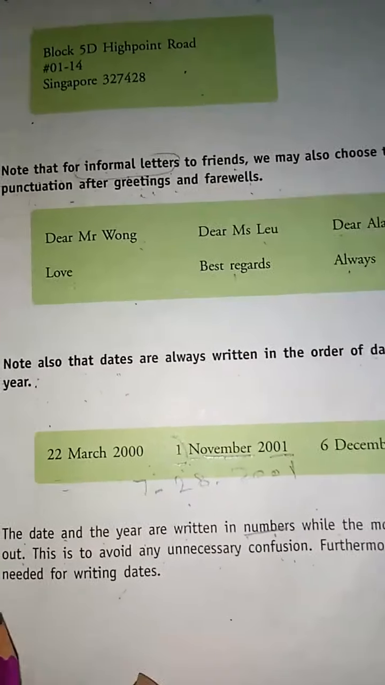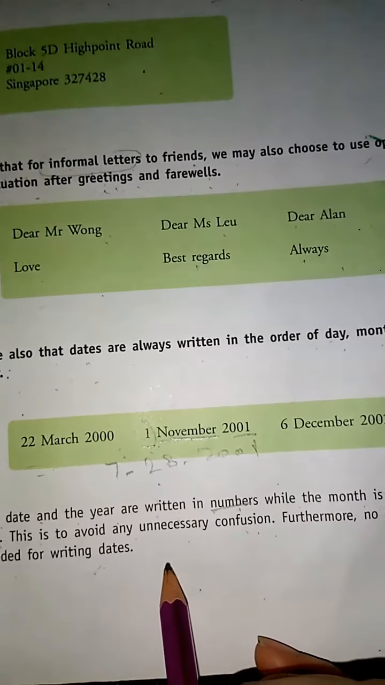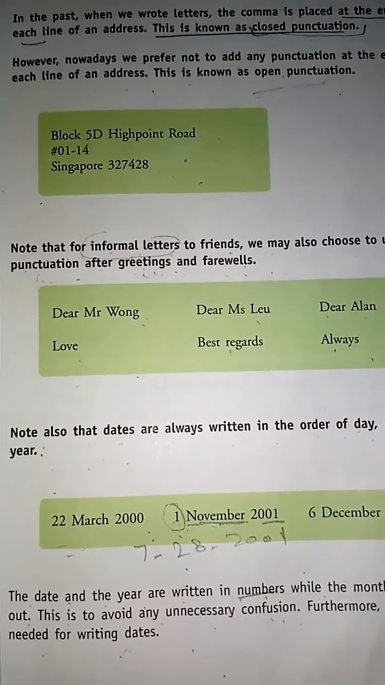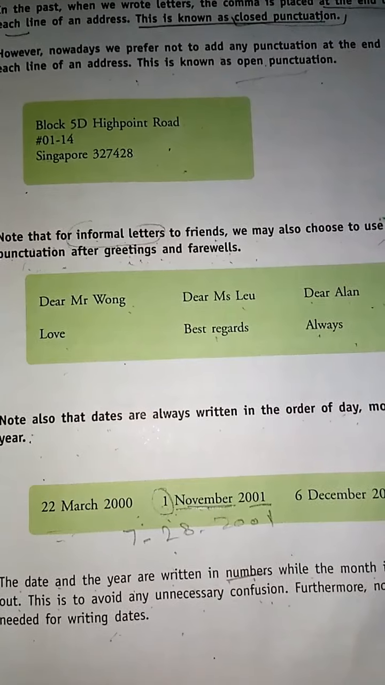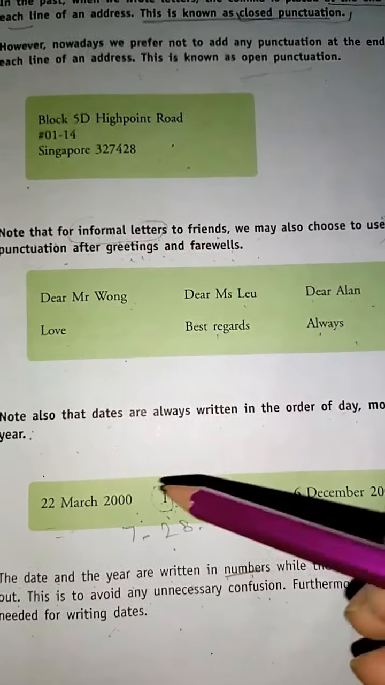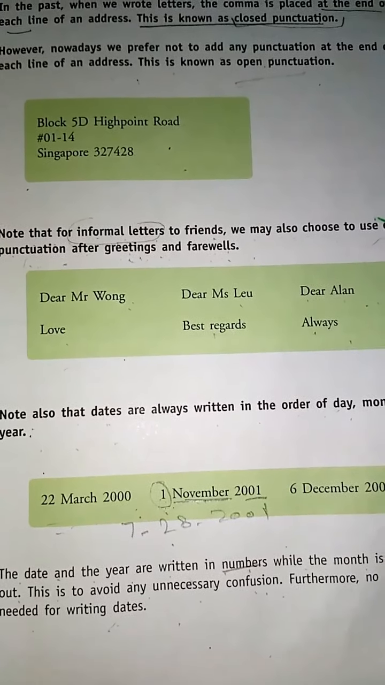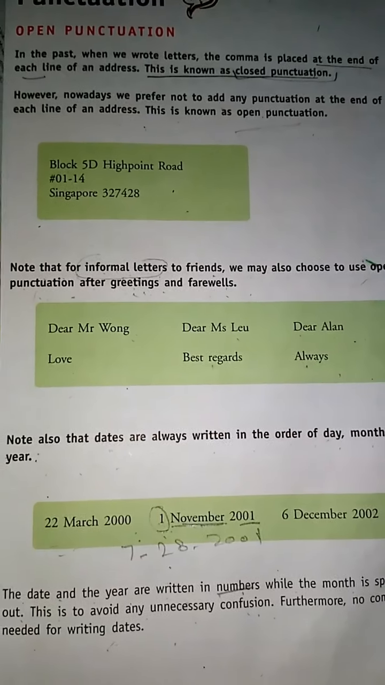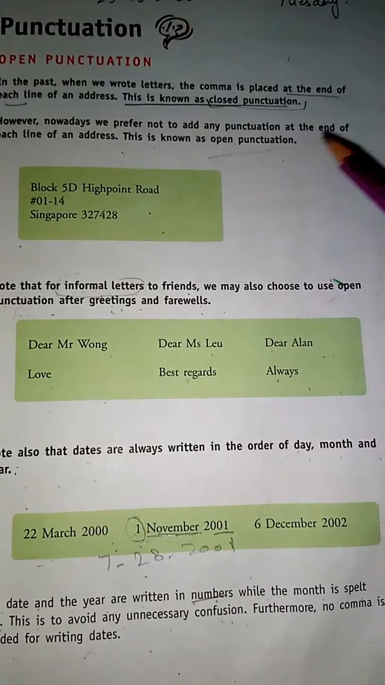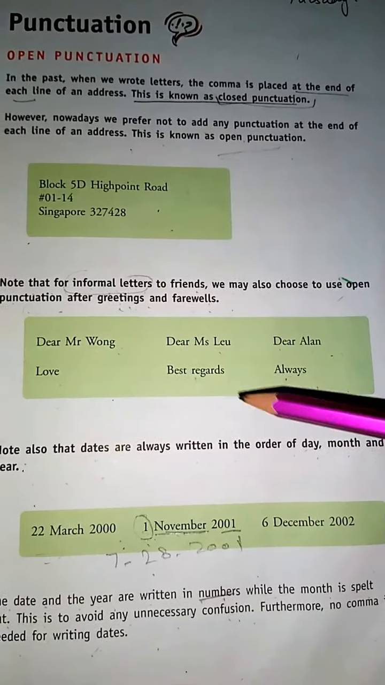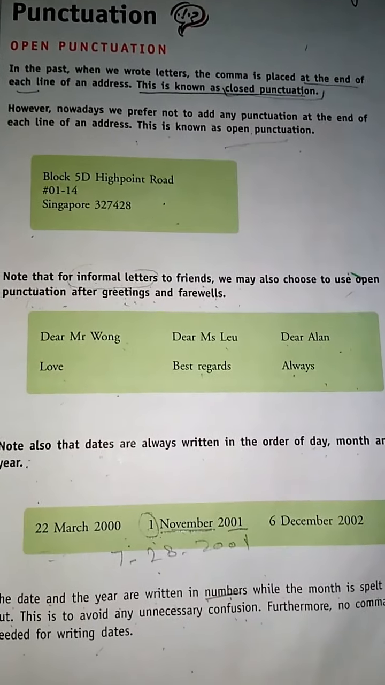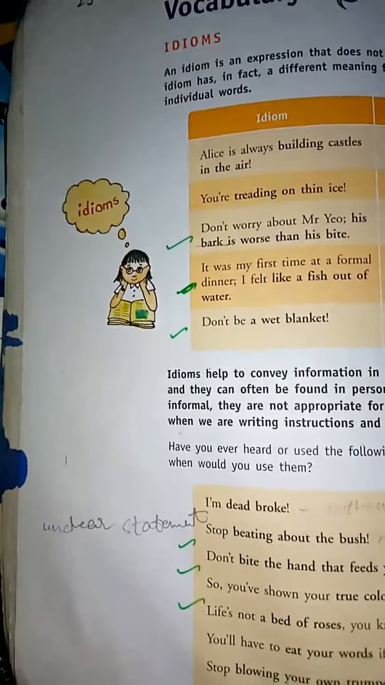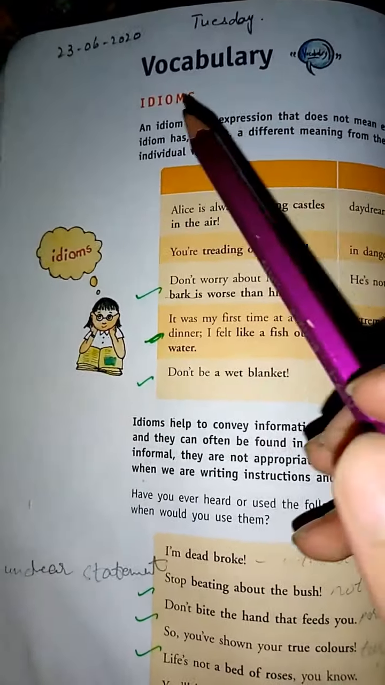Furthermore, no comma is needed for writing dates, okay? Because we are reading open punctuation, and in open punctuation we are free not to use the commas in the dates or in the months or after the greetings or the farewells or after the addresses. So this was the open punctuation, and in close punctuation obviously we use commas at the end of all these things. Okay students, now move to the next page, page number 34, and put date on this page.